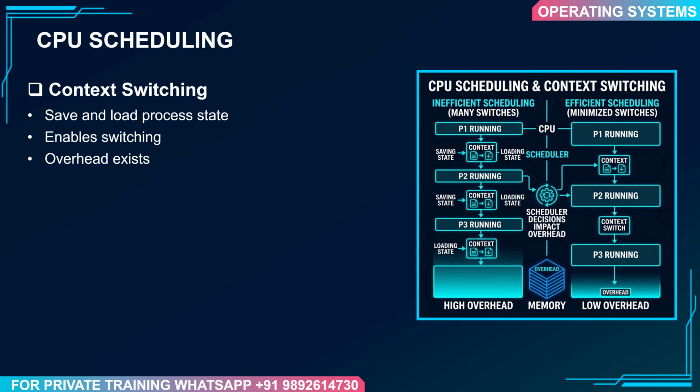Another important thing to understand is that CPU scheduling works closely with something we already studied: context switching. When the CPU switches from one process to another, the OS saves the current state of the running process and loads the state of the next one. This switching happens very fast, but it still takes time. So, scheduling is not just about fairness, but also about minimizing unnecessary switches.